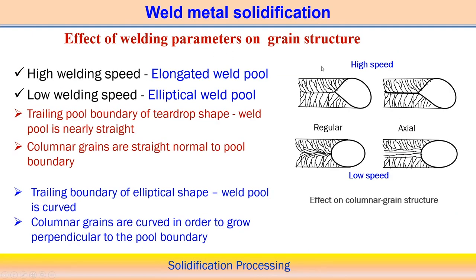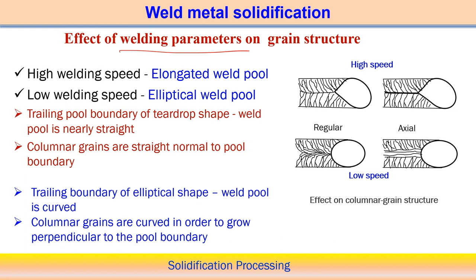Now once you understand the very basics of solidification behavior in the welding process, fusion welding process, there is also a role of the welding parameters that influences the weld microstructure and its growth direction. In a very simple way, the welding parameter we are talking about at this moment is the welding speed.